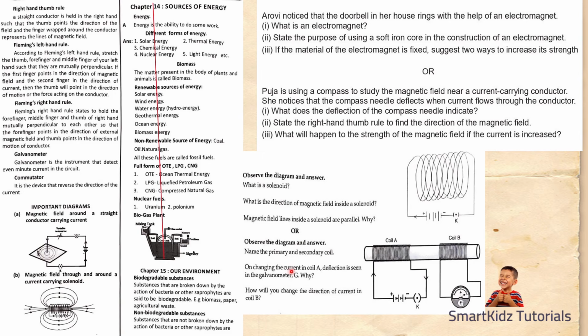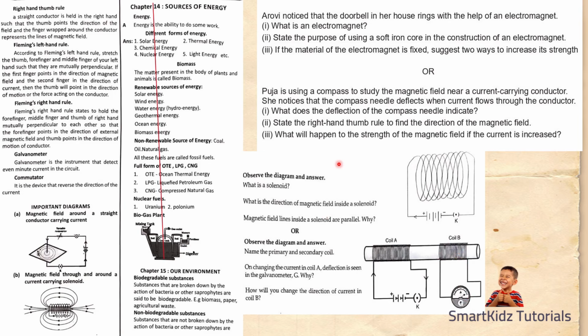Next, name the primary and secondary coil. Okay, primary coil is connected to the battery here, and secondary coil is connected to the galvanometer here. Clearly you can make out. See, here you say coil A connected here, coil B connected here.